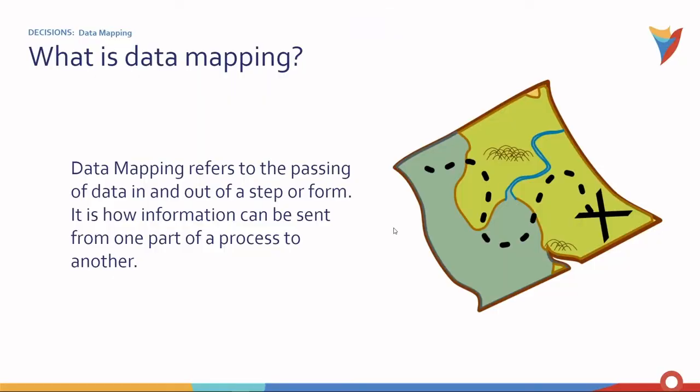So what is data mapping? Data mapping refers to the passing of data in and out of a step or form. It is how information can be sent from one part of a process to another. So in order for your information to go from one step of your process, so maybe a form, and go to another step of your process, which may be an email step or maybe a save step for your structure, it would have to be mapped.